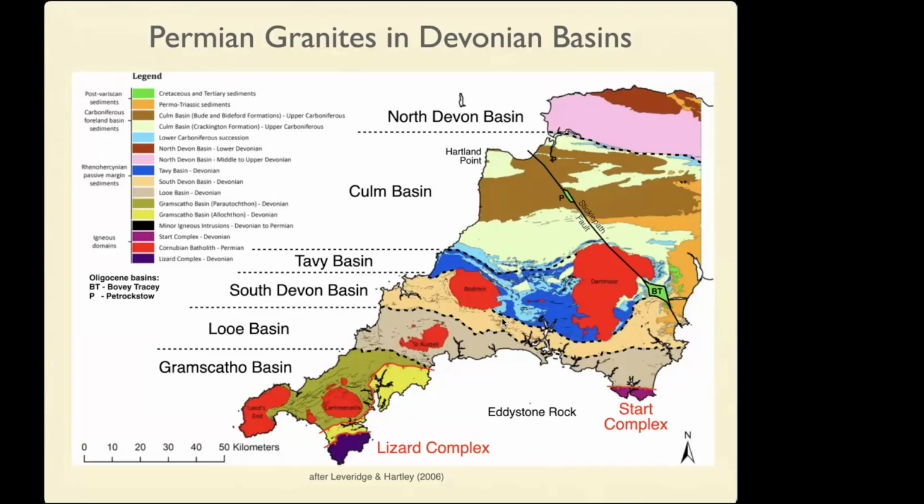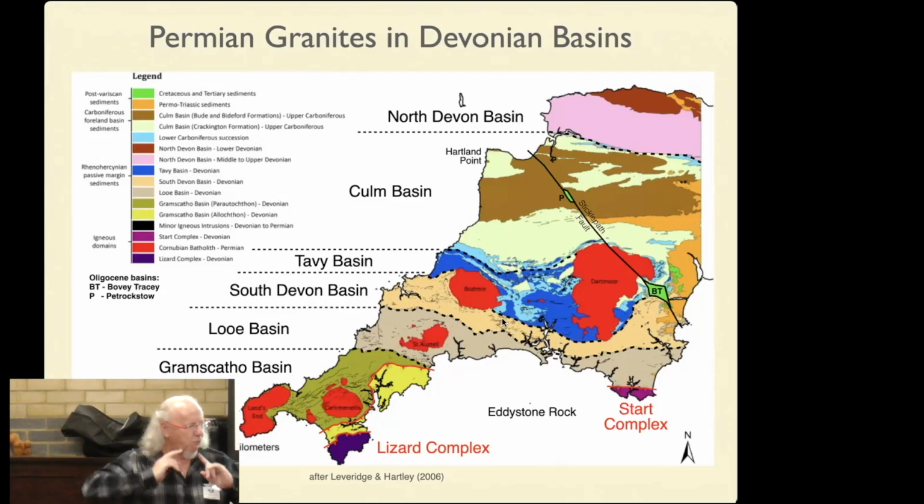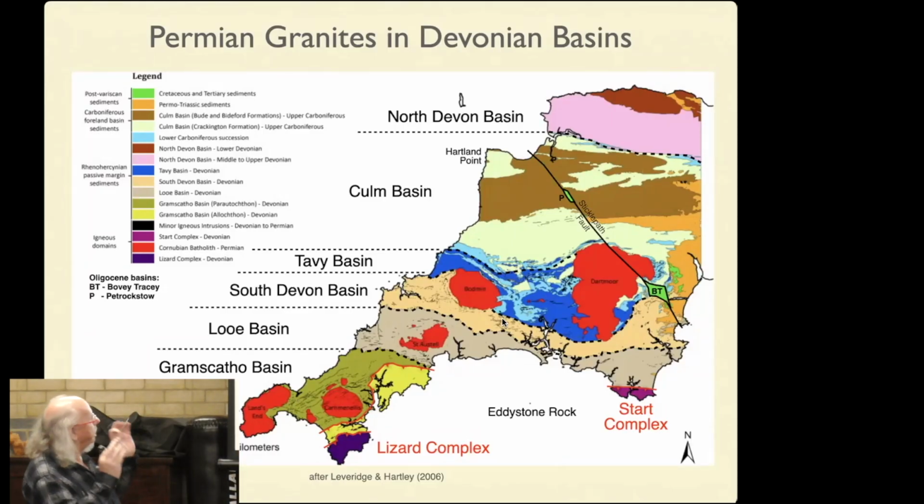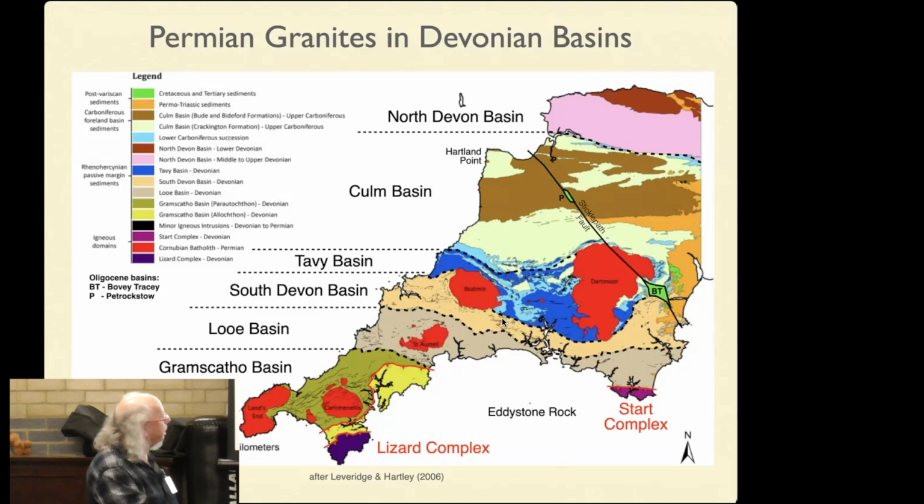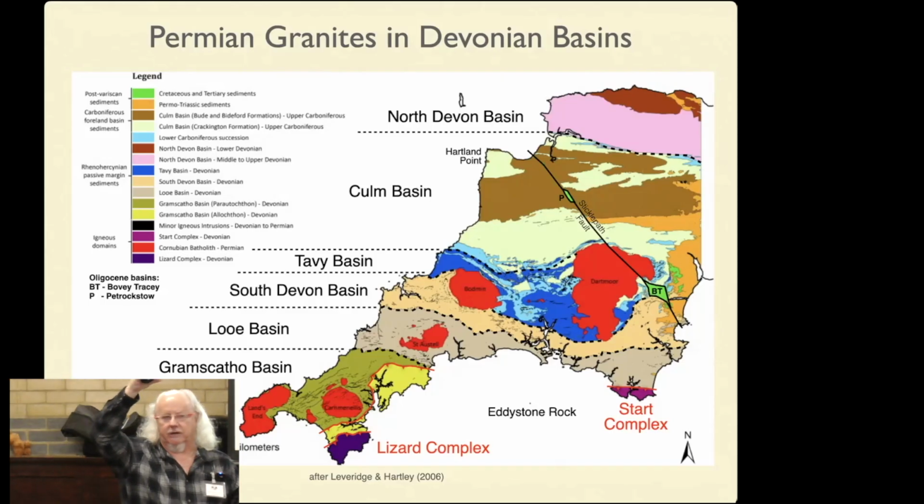What this is all about really is the Permian granites in Devonian basins. Now, if you take one thing away from this, take that away, that all these basins are of Devonian age, and the granites are all Permian. And there's a big old time difference in between. The whole of the Carboniferous is in between those, okay?